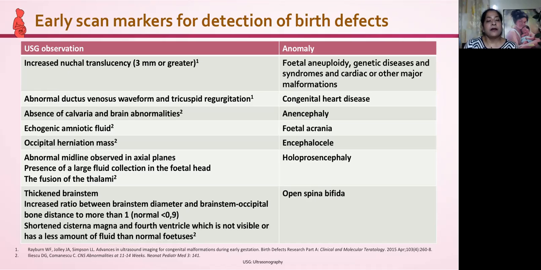Absence of calvaria and brain abnormalities suggest anencephaly. Echogenic amniotic fluid suggests fetal acrania, occipital herniated mass, and encephalocele. There are some other defects which can be helpful in identifying holoprosencephaly and open spina bifida. And this can be done in the first trimester.